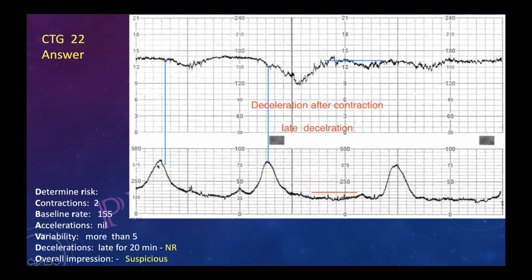Acute bradycardia or prolonged deceleration for 3 or more minutes, both will come under abnormal, dear. Yes, both will come under abnormal. Here it is only 2.5 minutes it is coming.